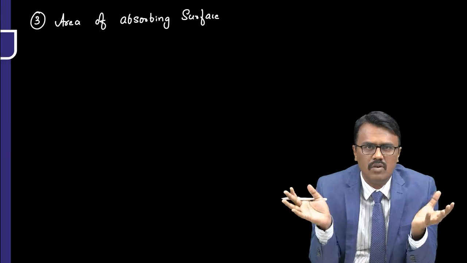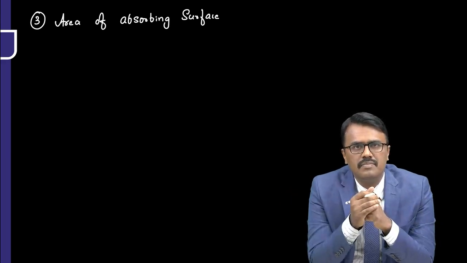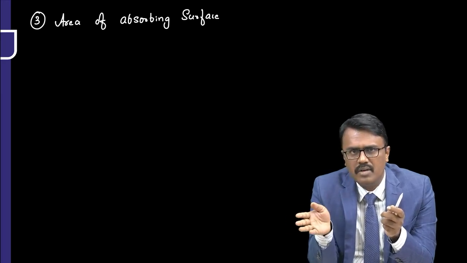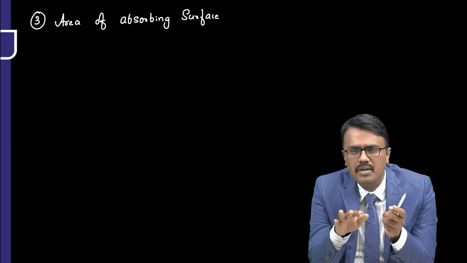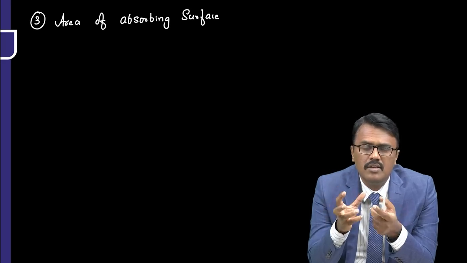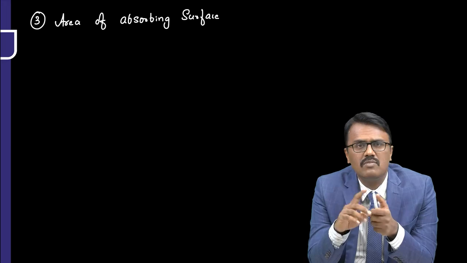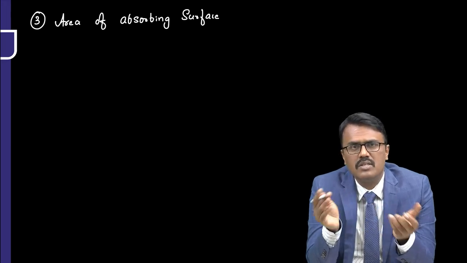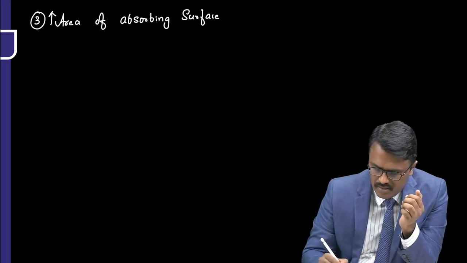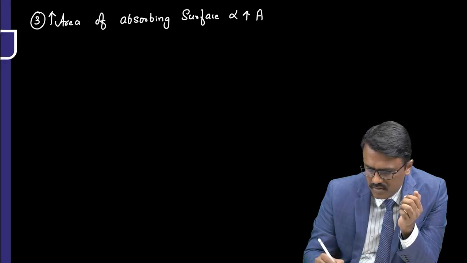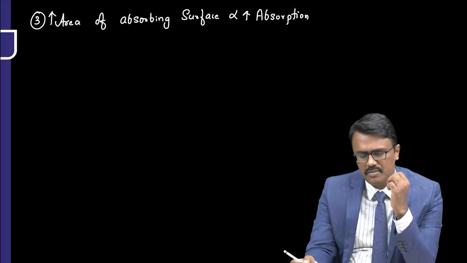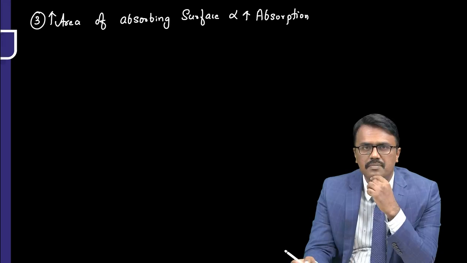Obviously, if the area is more, absorption is also more. Take the example of a cloth. If water is spilled out and you want to clean that, you take the cloth and try to do that. You cannot remove so much water. Or you take a sponge. Sponge will absorb more because the surface area is more. So more the surface area, more is the absorption. Remember, if the area increases, the absorption also increases. So directly proportional.